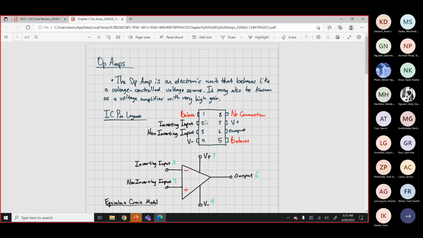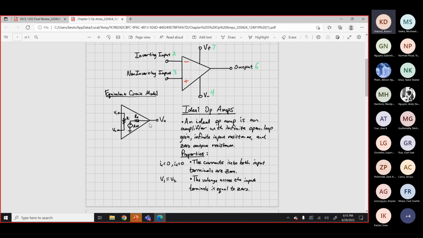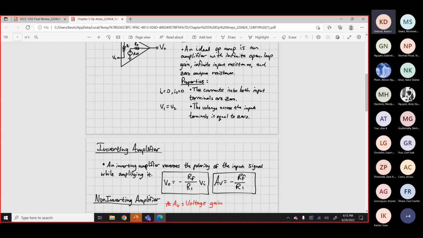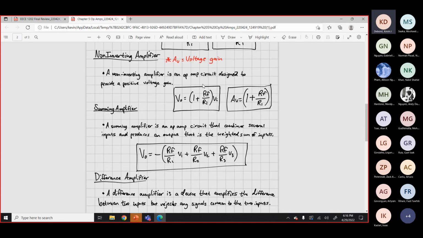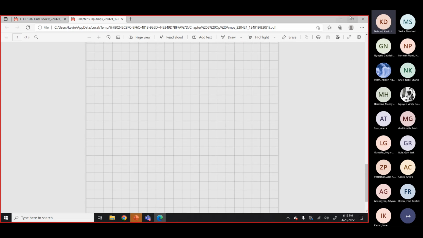Okay, so we won't need to know the pinout, hopefully. Rails here, equivalent circuit model. The ideal op amp, that's something important we need to know. It's an amplifier with infinite open loop gain, infinite input resistance, and zero output resistance. That's something to remember. The properties here would be finding the current, so you know those current analysis equations for op amps. I hated those. Okay, all the equations, I got that down. And alrighty, so this is where he'll be doing problems, but I'm not going to do that.